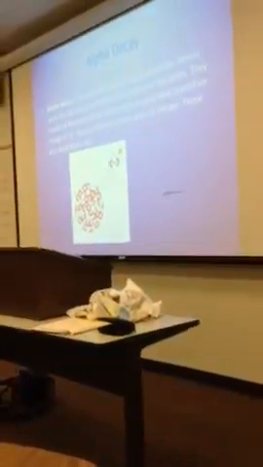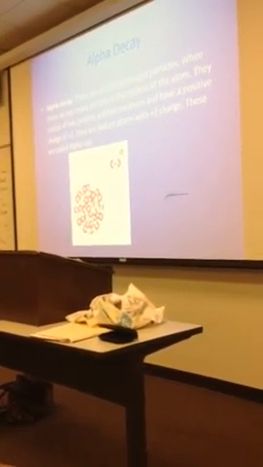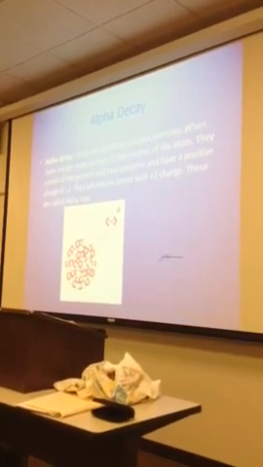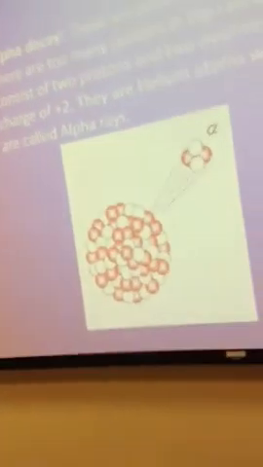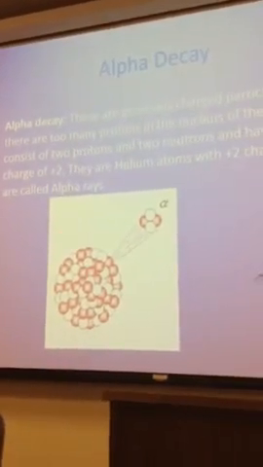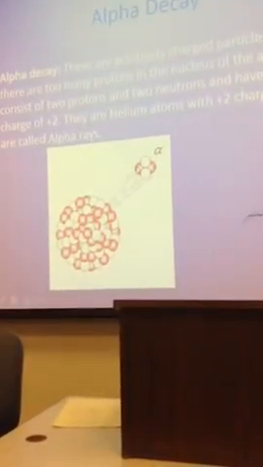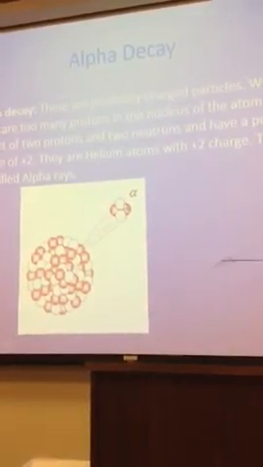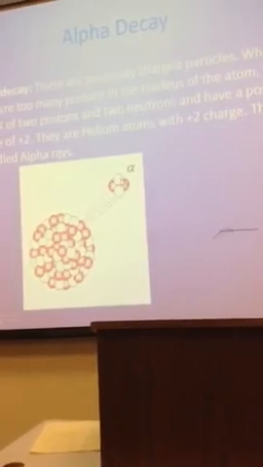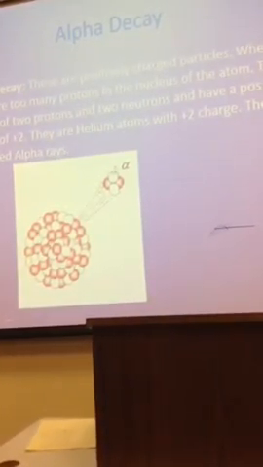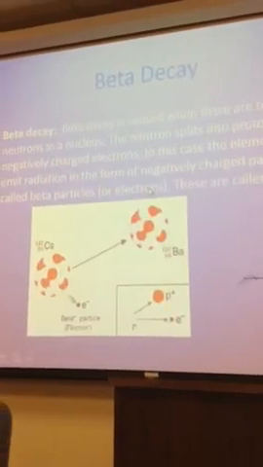So the first is alpha decay. In alpha decay, there are positively charged particles, and this happens when there are too many protons in the nucleus of the atom. The alpha particles consist of 2 protons and 2 neutrons, and they have a positive charge of +2. They are helium atoms with +2 charge, and they are called alpha. So you can see the alpha particle being emitted out of the nucleus. It's got 2 protons and 2 neutrons, and we don't have any electrons along with that, and so the positive charge for the alpha.